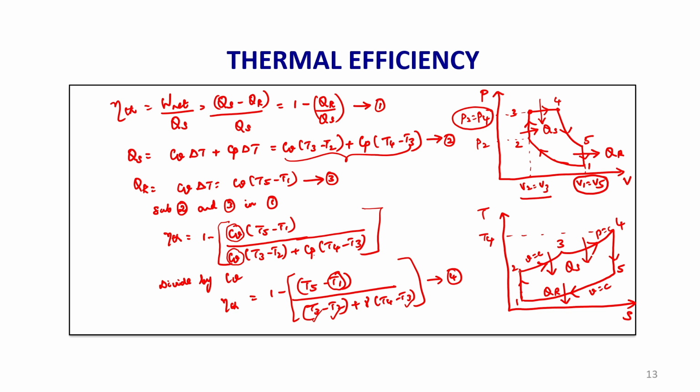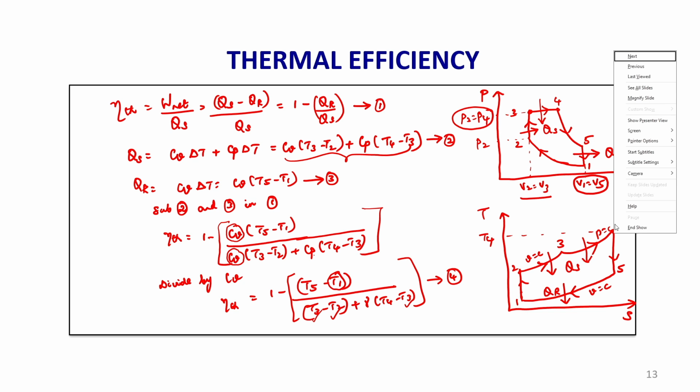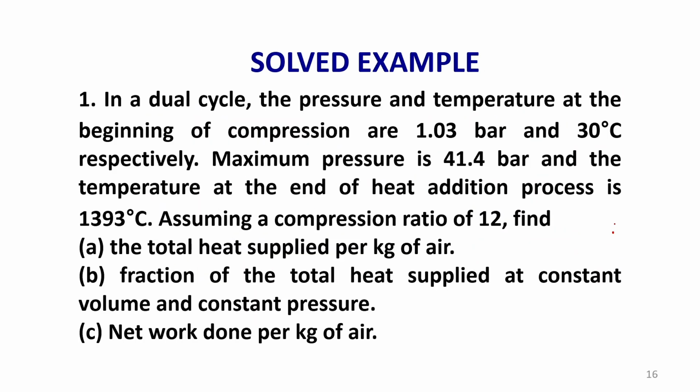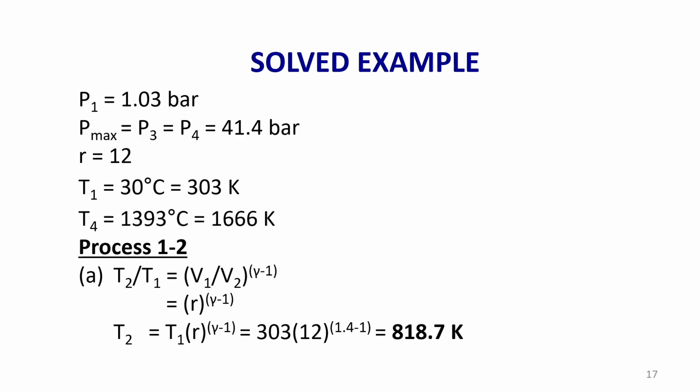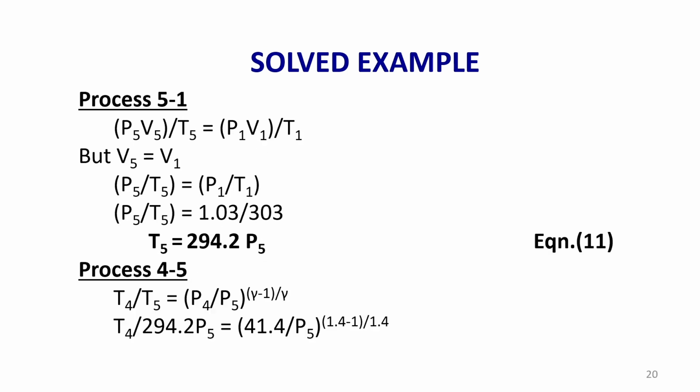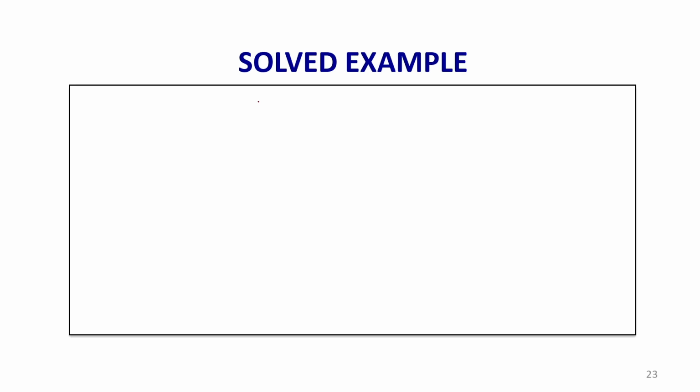This is the beginning of the heat addition process, and this is the end of the heat addition process, both constant volume and constant pressure. So this value is also given. Assuming a compression ratio of 12, find the total heat supplied per kg of air, the fraction of total heat supplied at constant volume and at constant pressure, and the net work done per kg of air. So the pressure P1 is given as 1.03 bar.